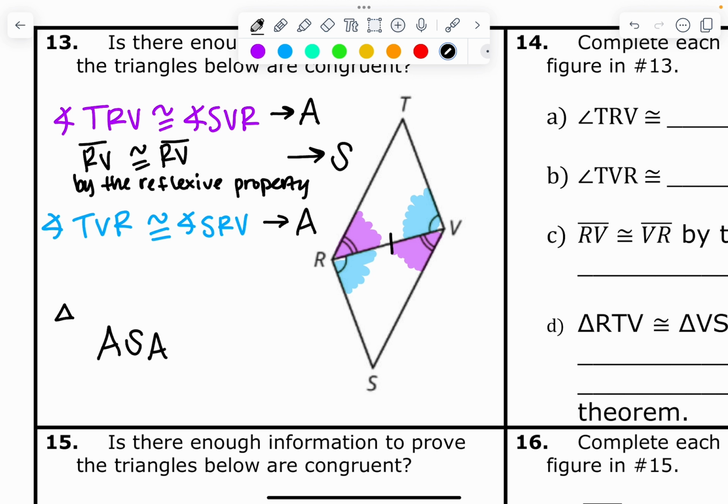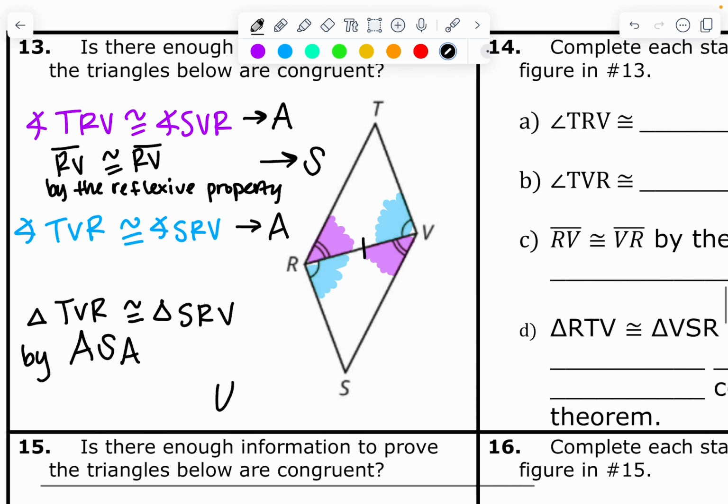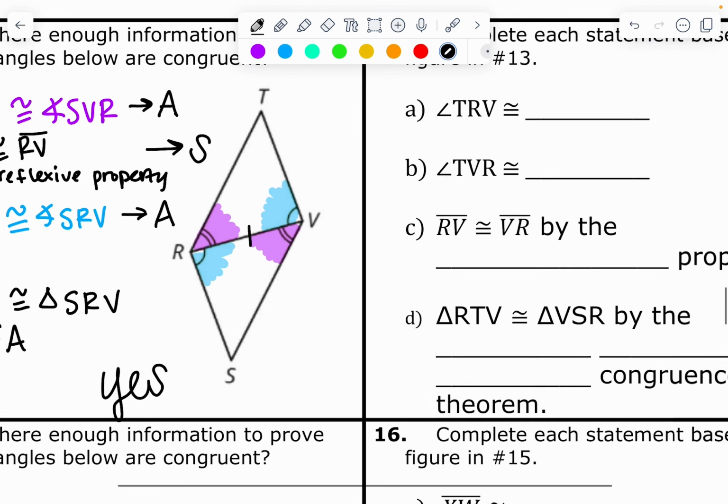So triangle TVR is congruent to triangle SRV by angle, side, angle. So again, the answer here was yes. All right.